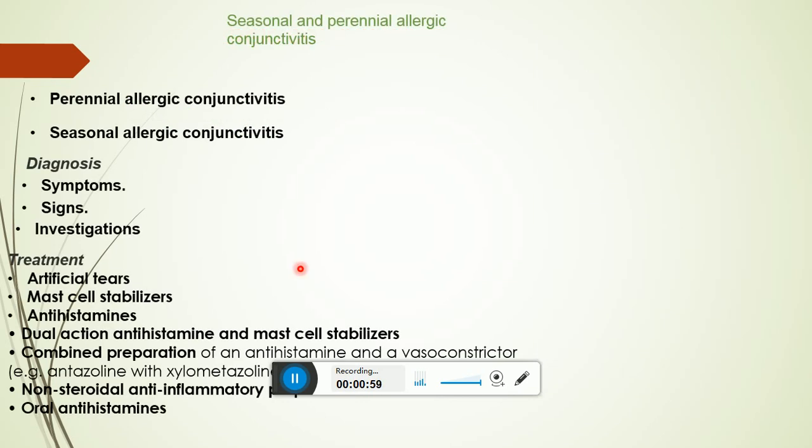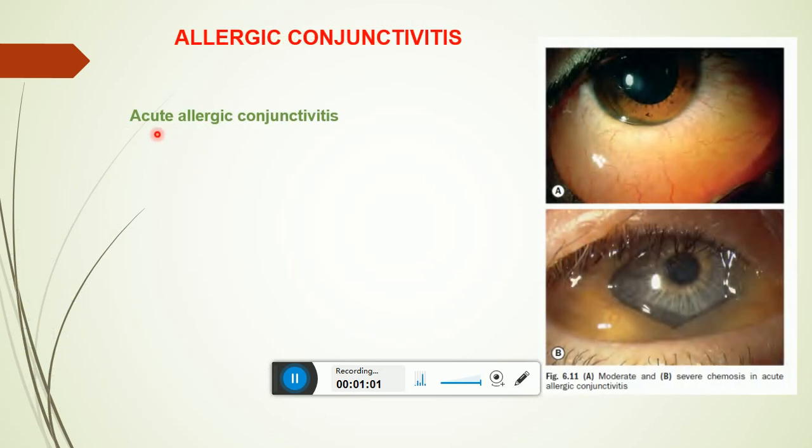Acute allergic conjunctivitis. First of all, acute allergic conjunctivitis is a very common condition. It's caused by an acute conjunctival reaction to environmental allergens. Usually it occurs to pollen. It is typically seen in younger children when they play outside in spring or summer, and they complain of acute itching and watering, and the hallmark is chemosis.